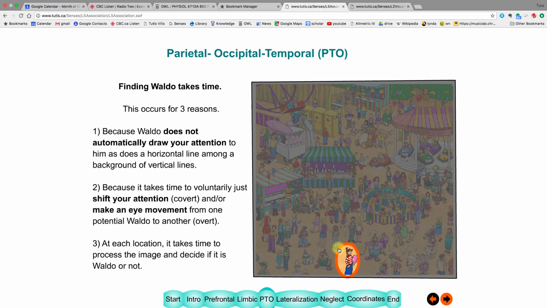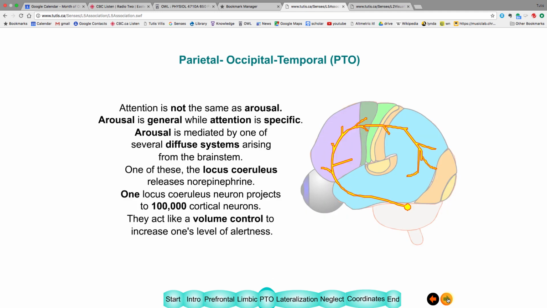When you're looking around the room, your eyes shift from person to person until you find the person that you're looking for. And those are called overt changes in attention. And both these processes take time, making overt or covert movements take time. And it takes time to decide.